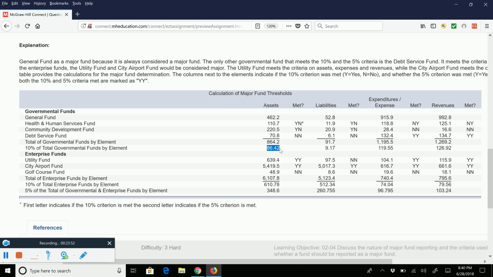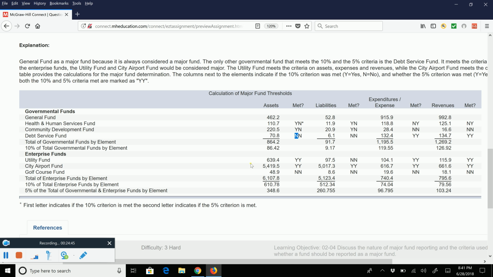Now, each of these funds needs to be at least 10% to meet the 10% test. The general fund, you can see that there's nothing here in this MET category because by default, the general fund is always major, so we don't even need to do it. So Health and Human Services Fund, 10% of the assets of governmental funds is 86.42. Is that 110.7 greater than the 86.42? It is. So we're going to put a Y for yes. How about the next one? 220.5. Is that greater than the 10% of total governmental funds? It is. So we're going to put a Y there. How about the debt service fund? 70.8. Is that greater than the 86.42? No. So I'm going to put an N there.